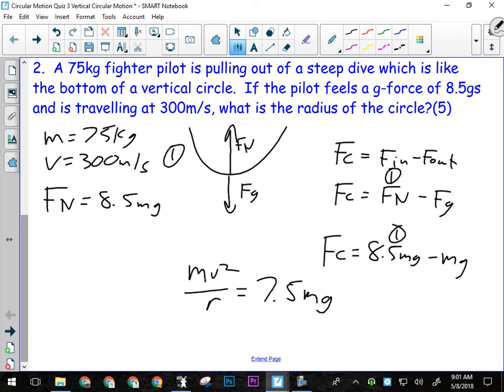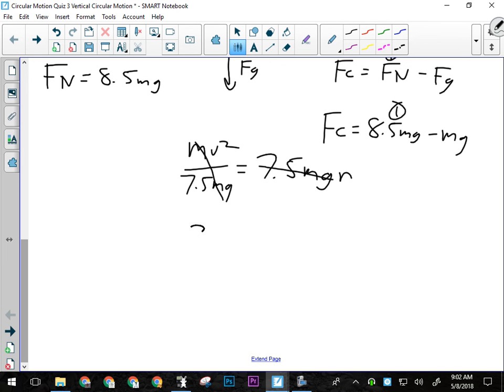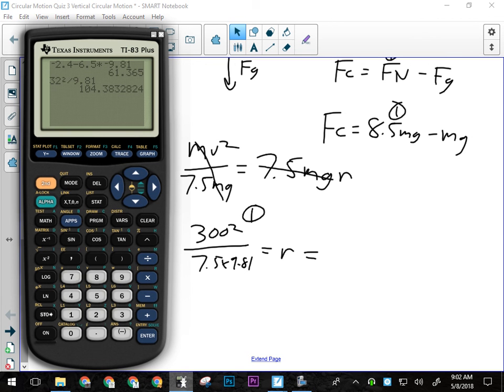All right, I'm looking for the radius of the circle again, so I'm going to bring r over here just like I did the last time. And then I'm going to divide both sides by 7.5 mg. The m's will cancel, and I'll be left with v squared over 7.5 g equals r. So 300 squared divided by 7.5 times 9.81 equals r. So give them a mark for this. That'll be their 4th mark. So either the manipulation or the number plugging is their 4th mark.